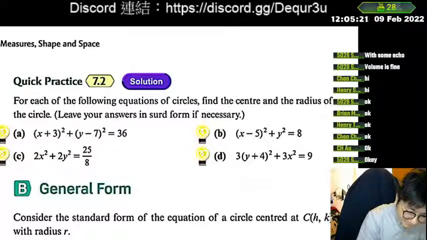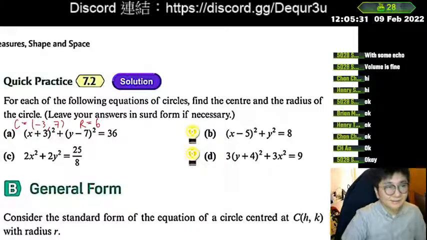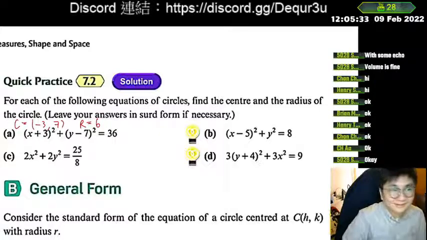Okay, so the center is -3, 7, and also the radius will be 6. Okay, so this is the part A. Alright, next part B. Draw again.